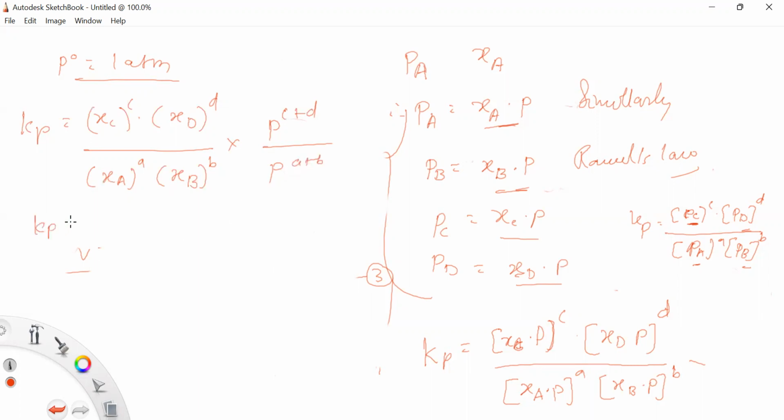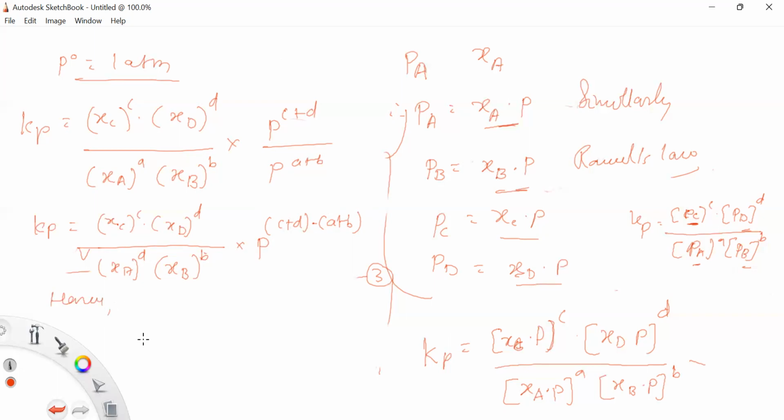So Kp is equal to all this: concentration of C raised to power c into concentration of D raised to power d upon mole fraction of A raised to power a, mole fraction of B raised to power b. So this P we multiply by P raised to power c plus d minus a plus b, just like we took delta n, because this is the difference between reactant and product, right?